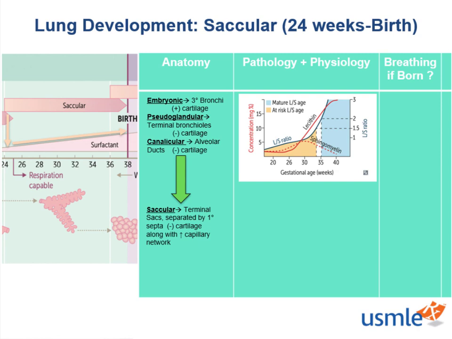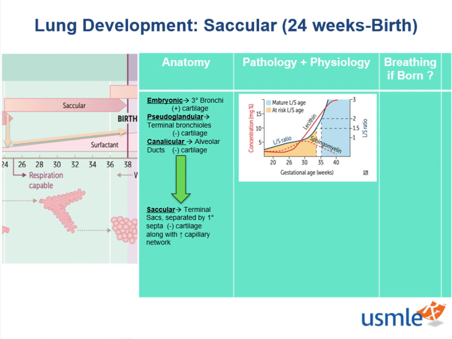surfactant. So, physicians can sample amniotic fluid to compare the LS ratio, and once this ratio is 2 or greater, the baby is deemed at low risk for NRDS, neonatal respiratory distress syndrome. However, if the LS ratio is less than 1.5, the baby is considered high risk for NRDS.